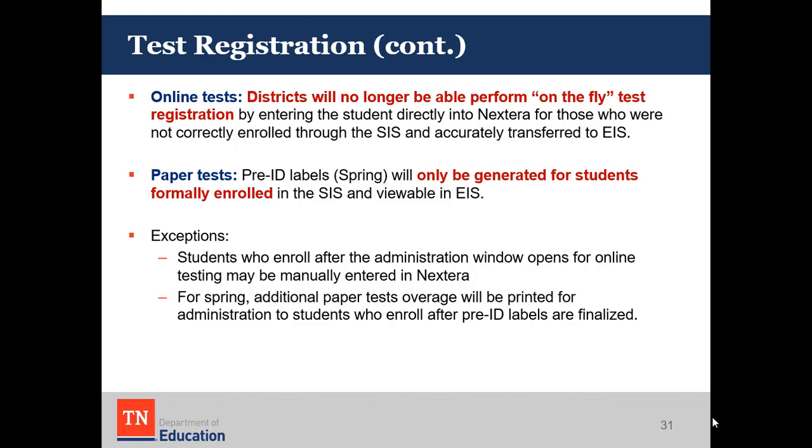For paper tests, pre-ID labels in the spring will only be generated for students formally enrolled in the SIS and viewable in EIS. There are some exceptions. Students who enroll after the administration window opens for online testing may be manually entered into Nextera. And for spring, additional paper test overage will be printed for administration to students who enroll after pre-ID labels are finalized.